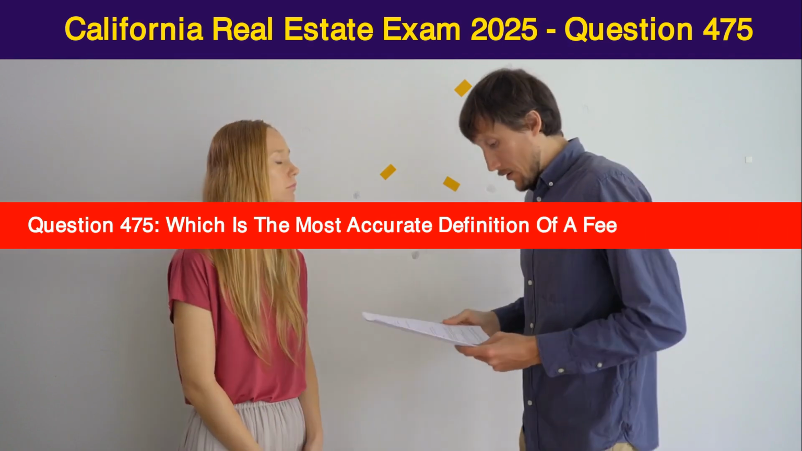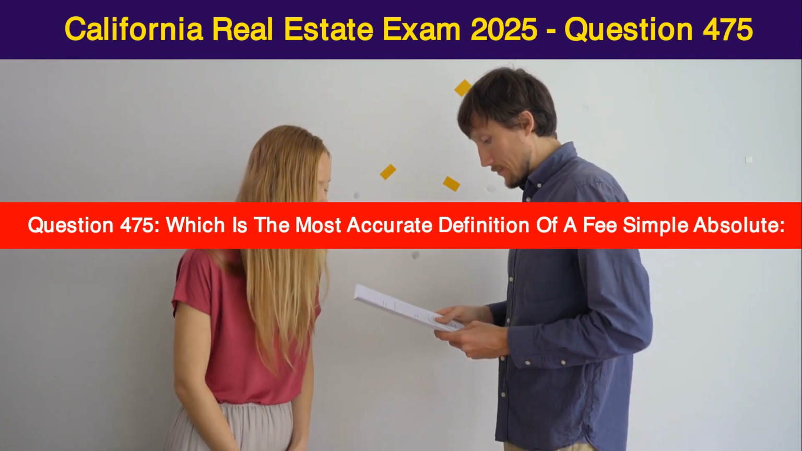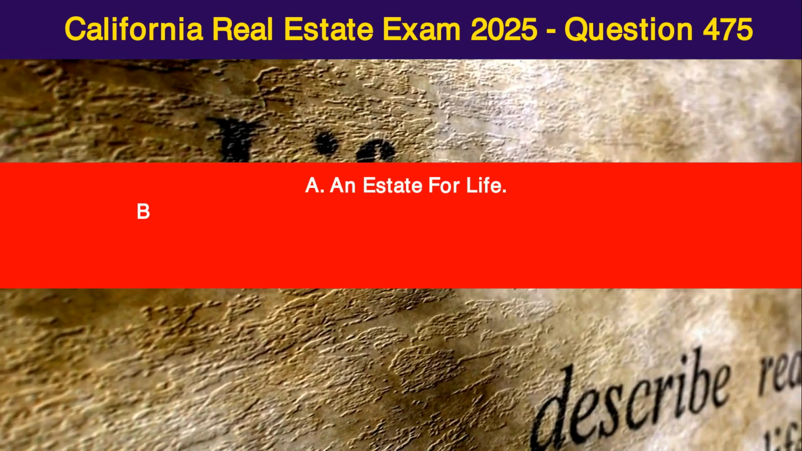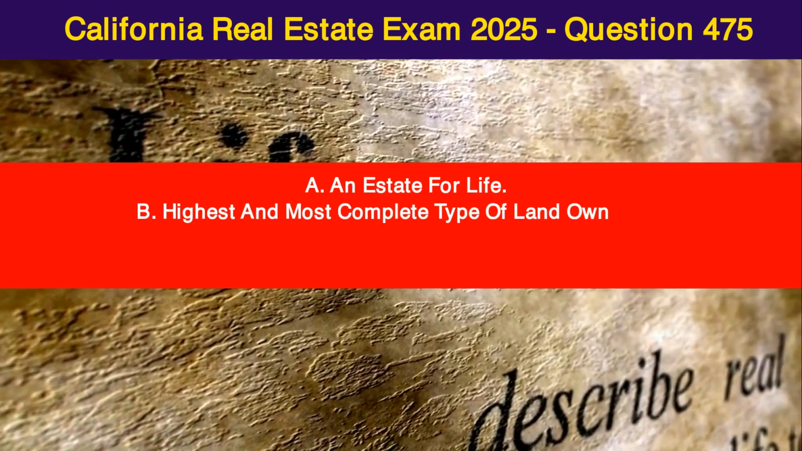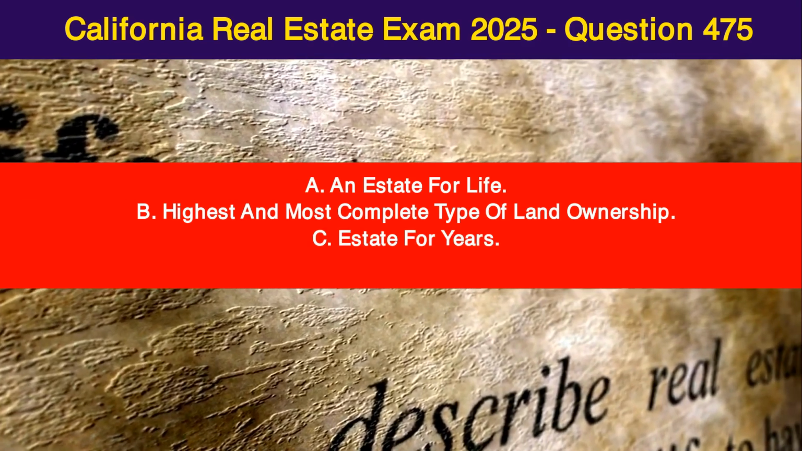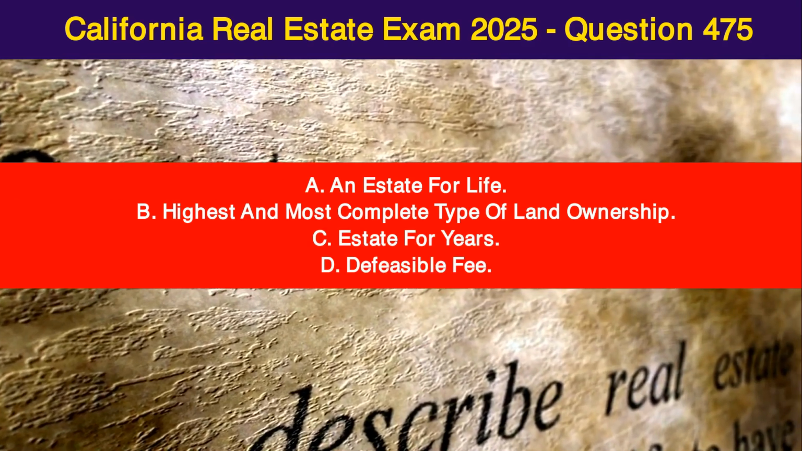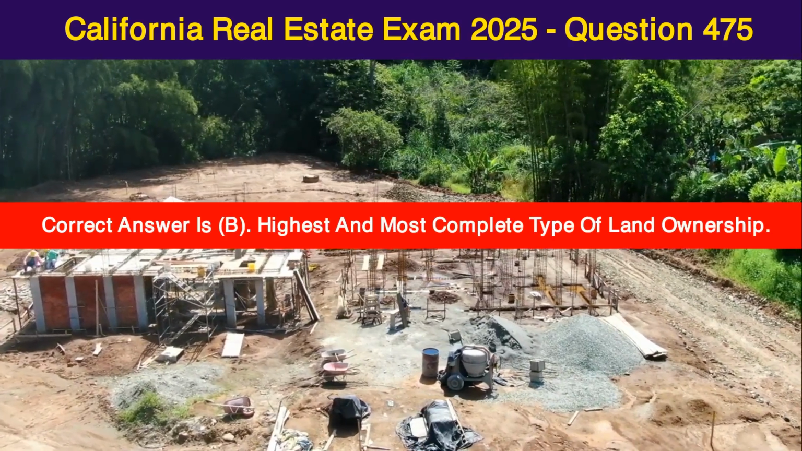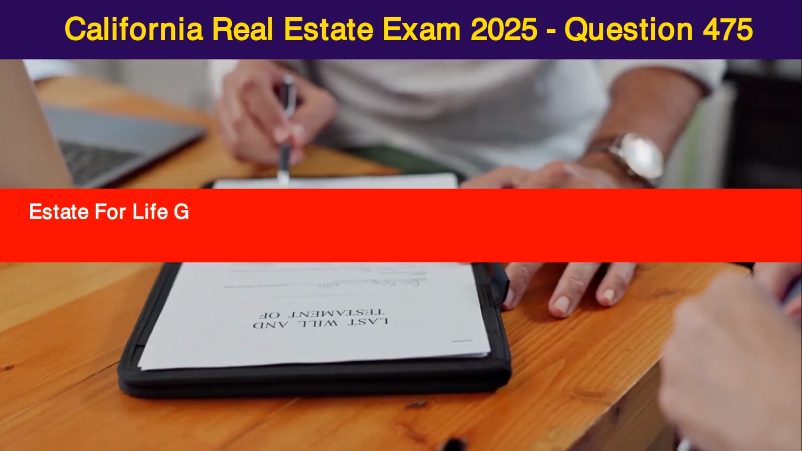Question 475. Which is the most accurate definition of a fee simple absolute? A. An estate for life. B. Highest and most complete type of land ownership. C. Estate for years. D. Defeasible fee. Correct answer is B. Highest and most complete type of land ownership.